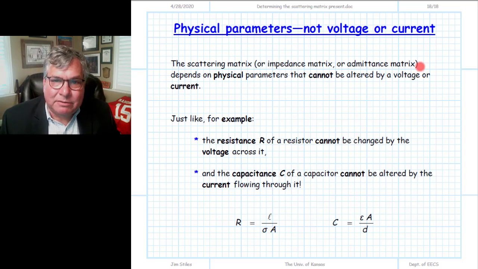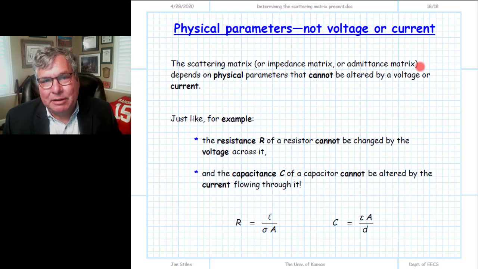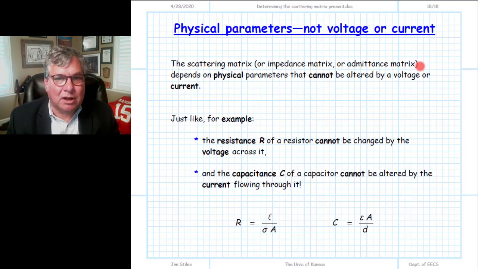Now, I've had through the years a handful of cases where students were not happy when I took off many points for having a scattering parameter with a current in it or voltage in it, and they argue that this is completely plausible and reasonable. After all, look at Ohm's law. The resistance is the ratio of V over I. R is a physical parameter, and it depends on the voltage across the device and the current through the device.